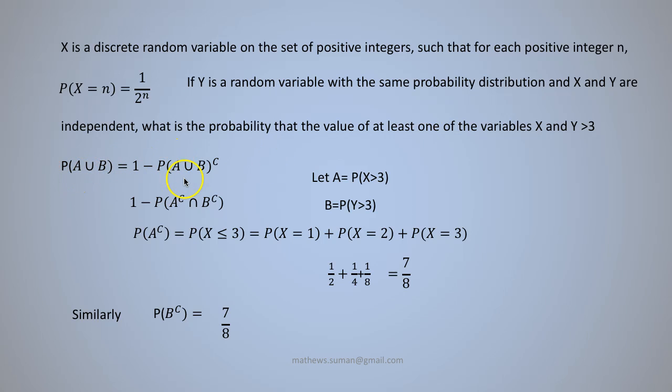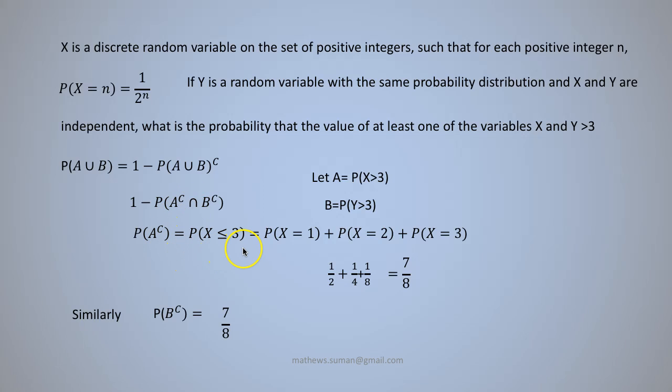Before that, we use a basic law of probability which says that probability of A is 1 minus probability of A complement. So probability of A union B is 1 minus probability of A union B complement. Again, this is De Morgan's law, that A union B complement is A complement intersection B complement. So this is 1 minus probability of A complement intersection B complement. Now let A be the event that x is greater than 3 and B be the event that y is greater than 3, because we need to find the probability that at least one of A and B holds.